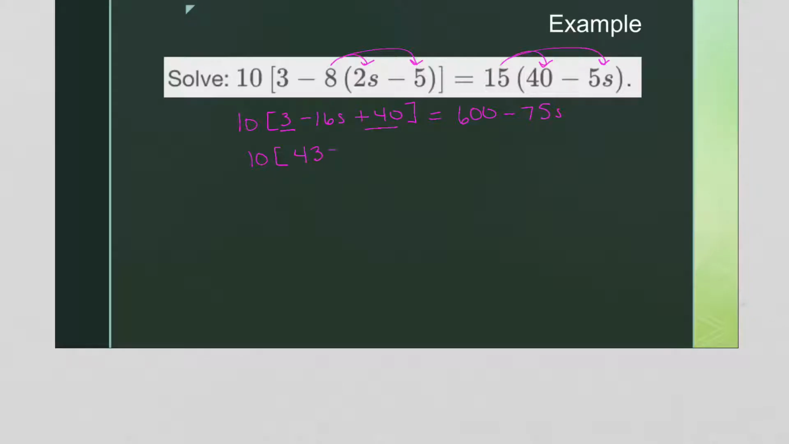I'm rewriting this minus 16s in here, equals, I can't combine these, they're not like terms, so I'm just rewriting them. All right, so now I want to distribute. Treat your bracket as if it were a parenthesis. It's the same thing. So I'm going to take 10, I'm going to multiply it times both of those. So I get 430 minus 160s.